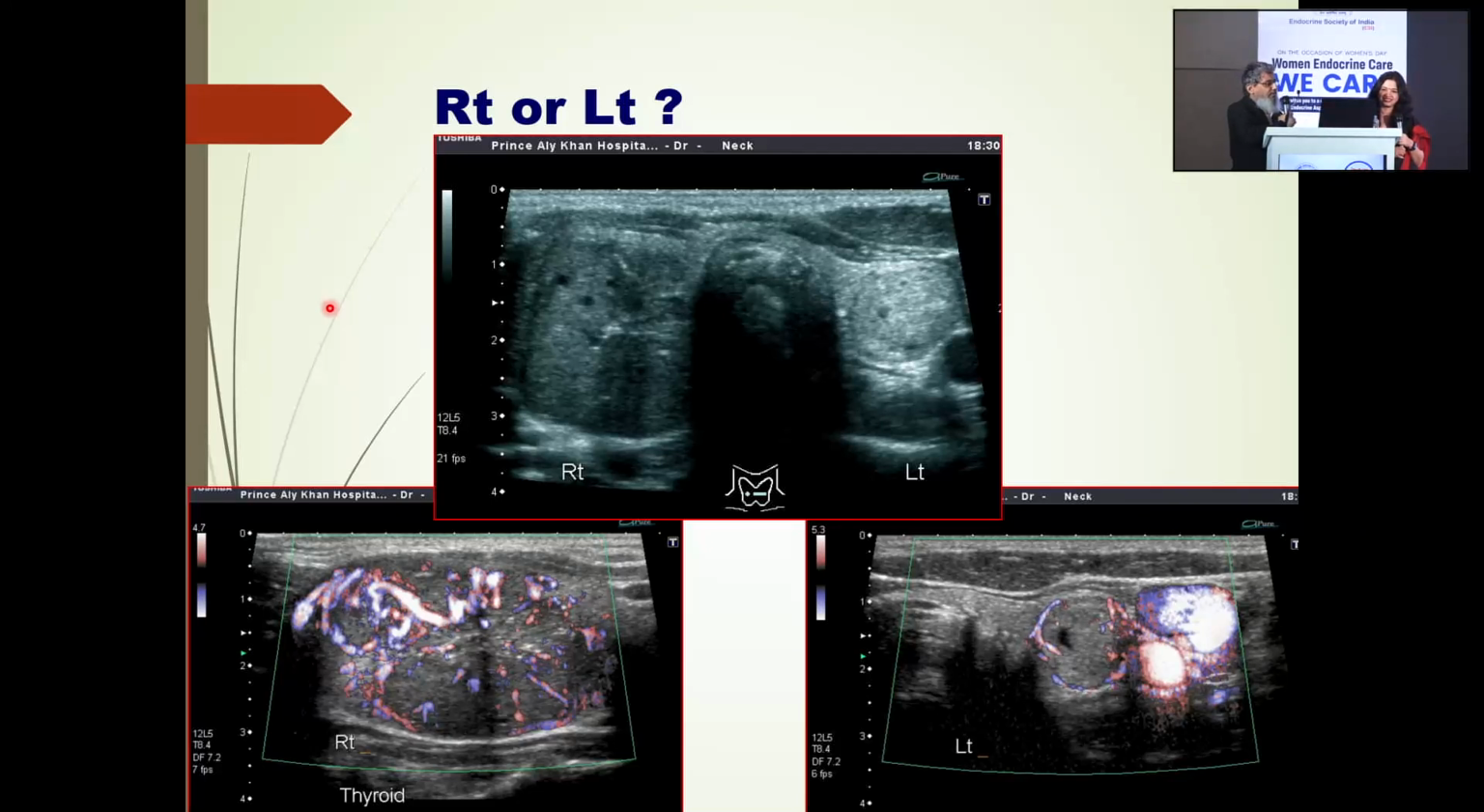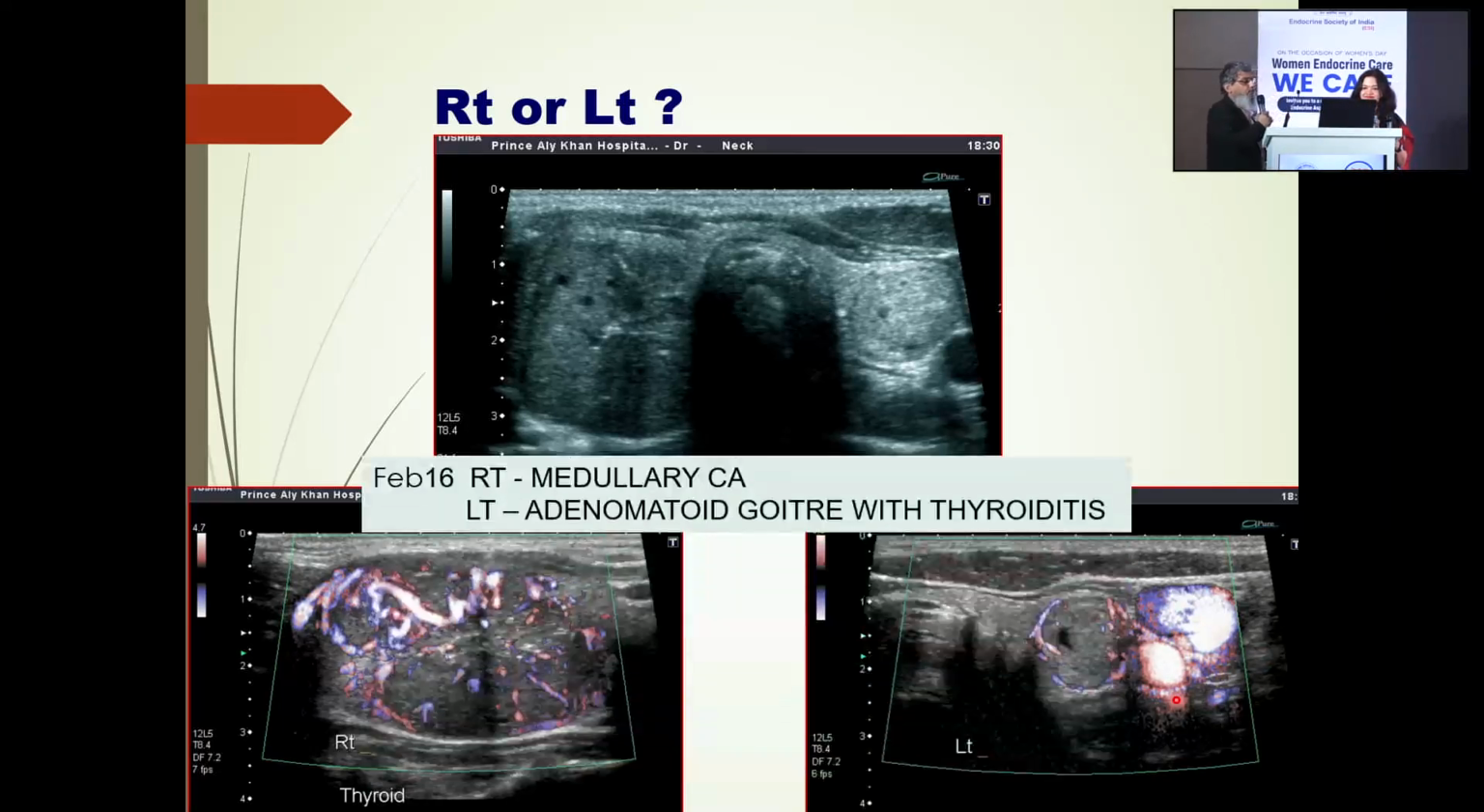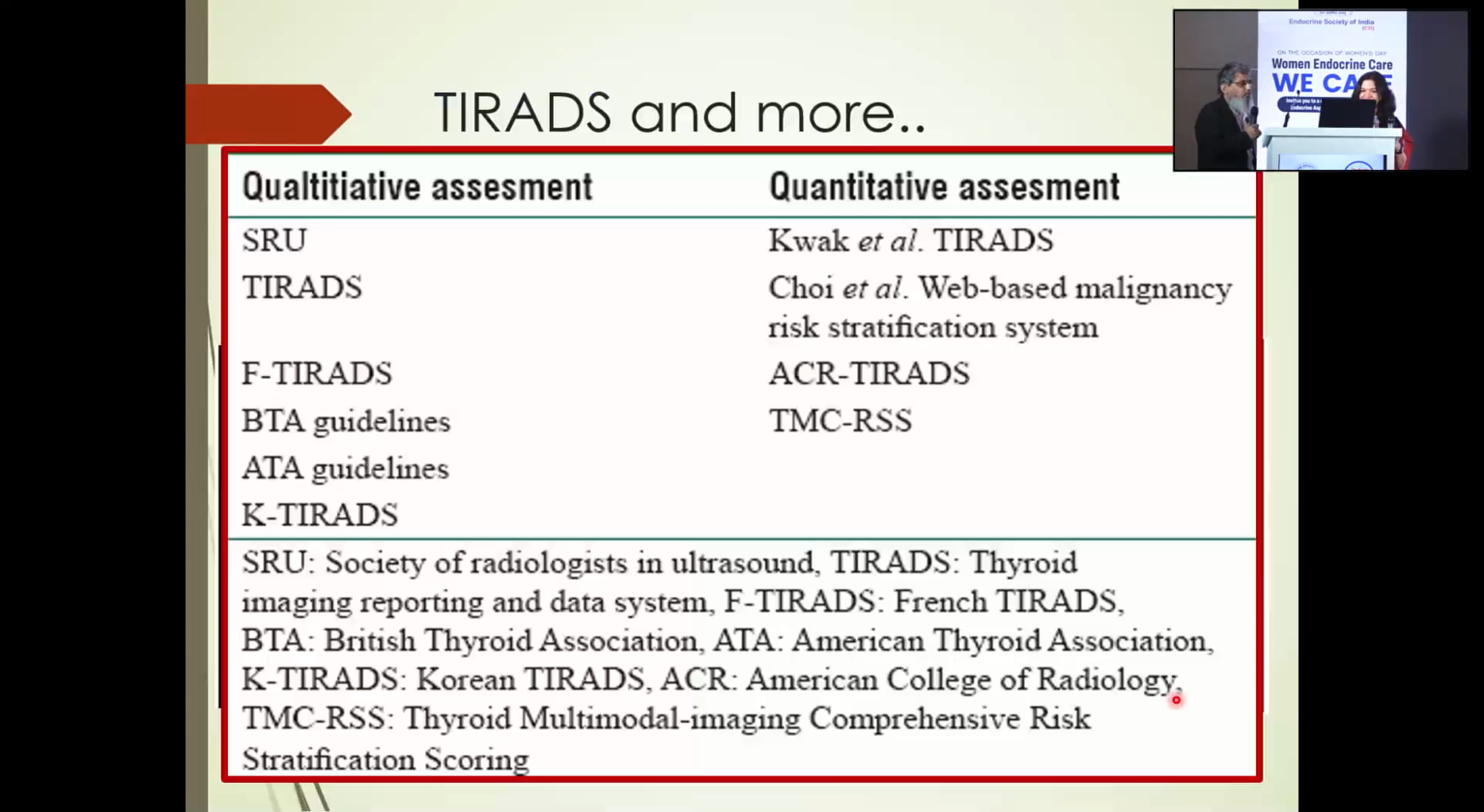But as we discuss in this case, right is more hypoechoic, left is more isoechoic. There's a smooth margin, and there are tiny cystic spaces, but there are tiny calcific foci here, and there's significant abnormal vascularity, and here there is perilesional vascularity. So I think simply the answer is there. The right side was medullary carcinoma, and the left was adenomatoid goiter with features of thyroiditis. We had done the FNAC from both.